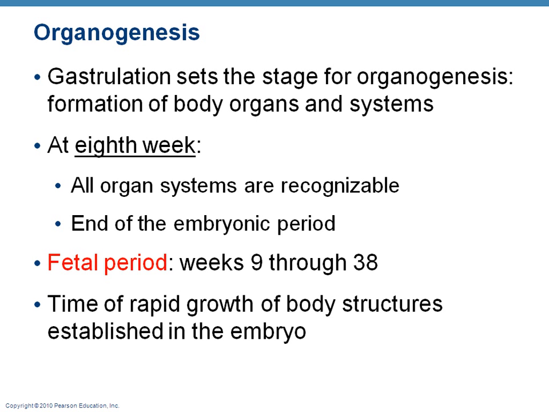So the fetal period is much longer, but you can see that a lot of stuff happened in the embryonic phase, right? All right, so fetal development 9 through 38 weeks. This is rapid growth of body structures. The initial body plan is already laid out. So what's going to happen in the fetal period? Everybody's just going to become fully functional.